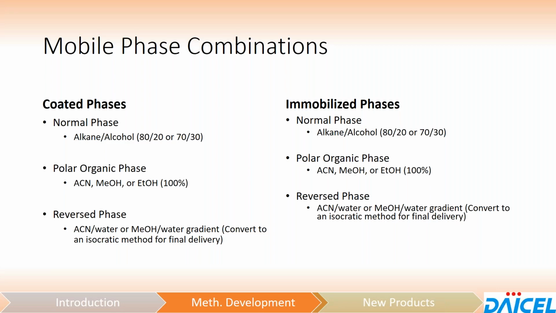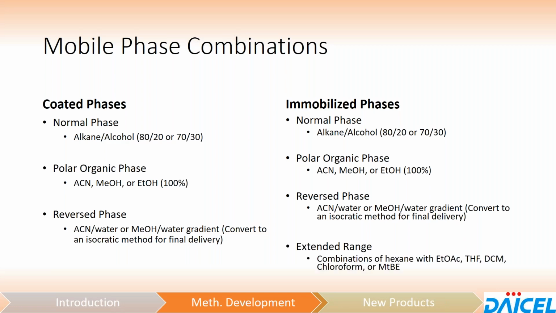We usually will try to convert that gradient into an isocratic method for final delivery to the customer, only because running repeated injections on a reversed phase gradient takes longer, having to have a re-equilibration time built in at the end of the method before you make your next injection.